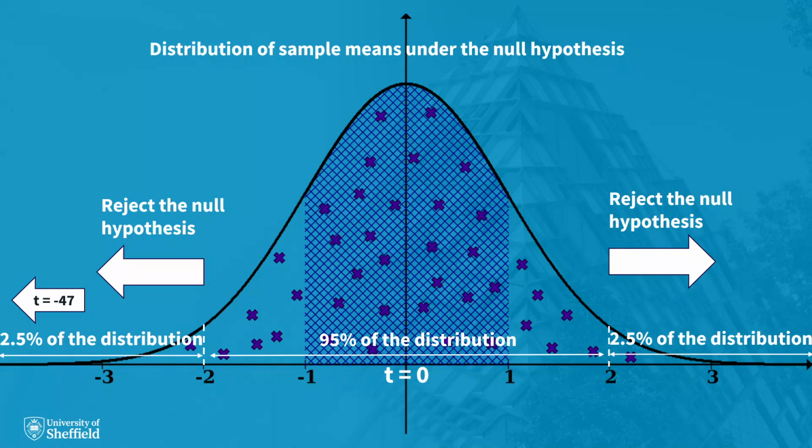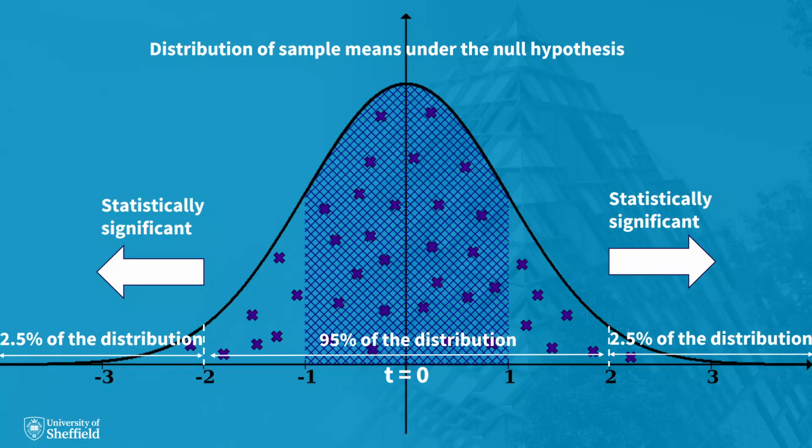We use the word significant in the formal statistical sense, meaning that there is only a very small probability that we have incorrectly rejected the null hypothesis. As we've picked cutoffs of plus or minus 2, we can say that any result with a t-statistic outside of this range is statistically significant at the 5% level.